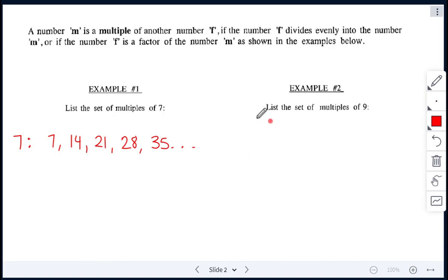Right, so here, list the set of multiples of 9. Again, listing out the multiples of 9. 9 times 1 is 9. 9 times 2 is 18. 9 times 3. 9 times 4. 9 times 5. And then you would show those 3 dots to show that it would continue infinitely.